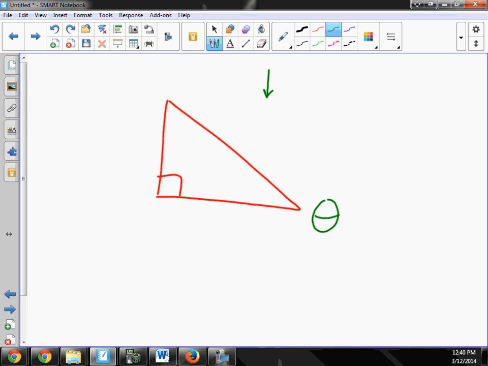So the longest side of a right triangle is called the hypotenuse. Anybody know what that word means in Greek? It's an occupied toilet on a mountain. Hypotenuse. Okay. I don't think I'm going to be a stand-up comedian anytime soon.